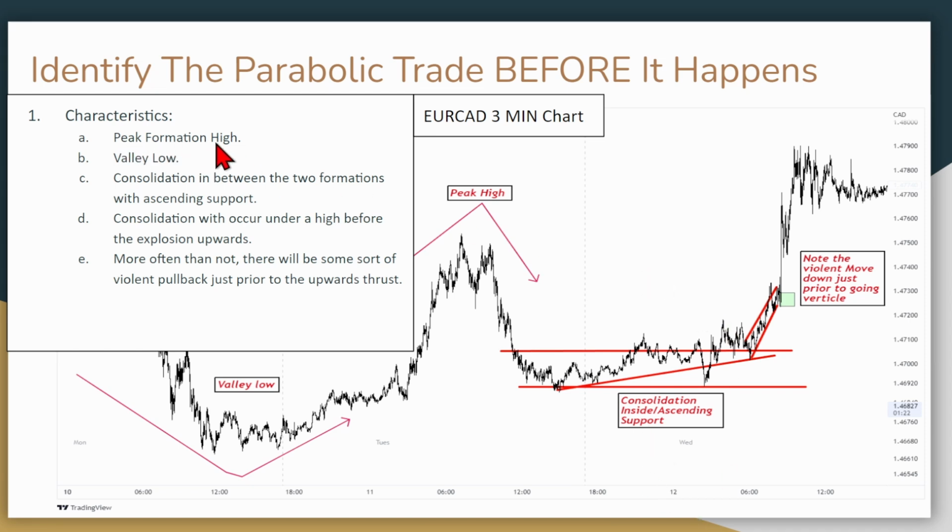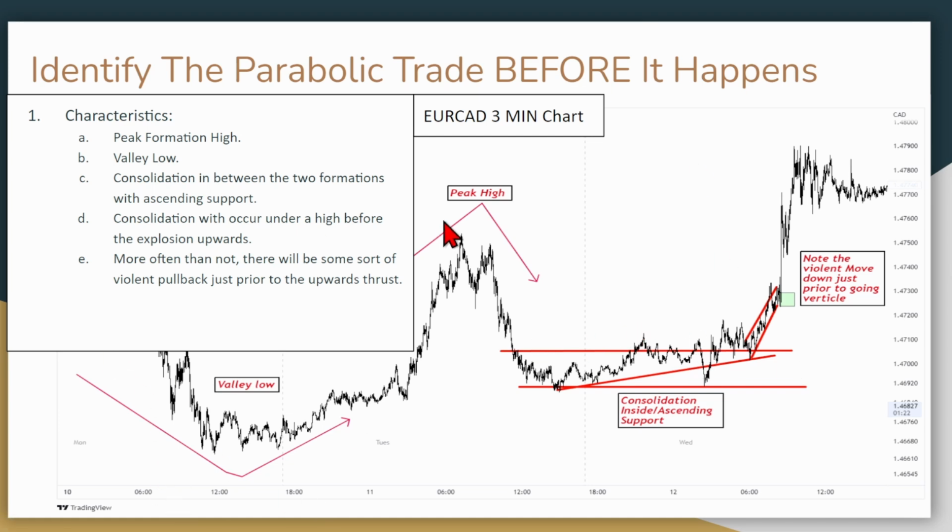All right, peak formation high, valley low, also peak formation low, whichever you'd like to call it. Consolidation in between the two formations, so just like we have here, with ascending support, just as such. And I like to see this. I like to see ascending support and then manipulate that to get people to go short, and then they just take it away from them, right? So if they wanted to roll over here, they would have just rolled over, but they didn't. So, what is that telling me?